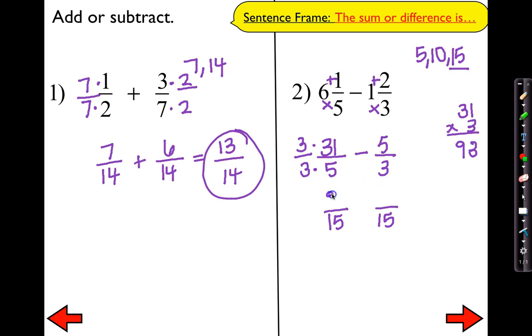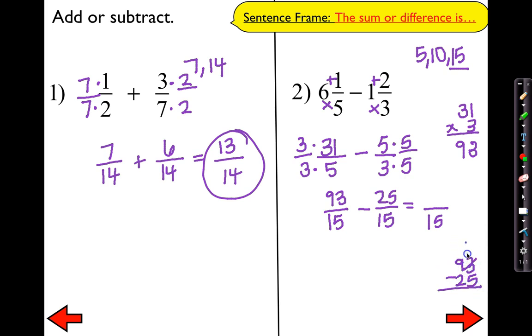So here we have 93 minus. Now here, 3 needs to be multiplied by something to give me 15. So I'm going to go ahead and multiply it by 5, the denominator and the numerator. Here we have 5 times 5, which is 25. So here our denominator is going to stay at 15. I'm not sure what 93 minus 25 is off the top of my head, so once again I'm going to do side work. 93 minus 25.